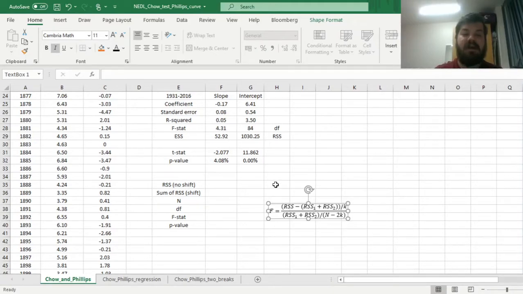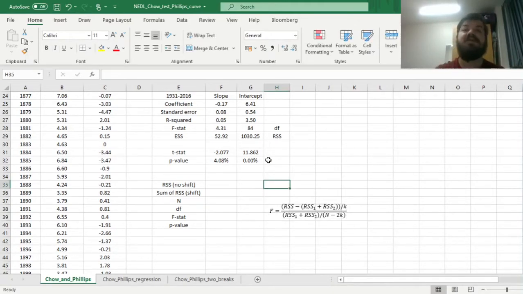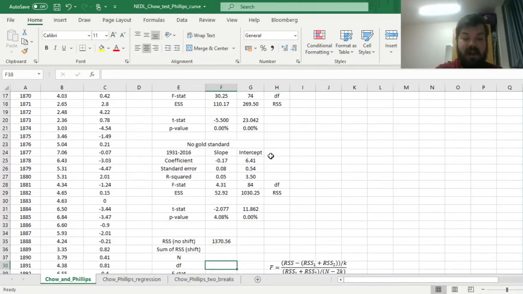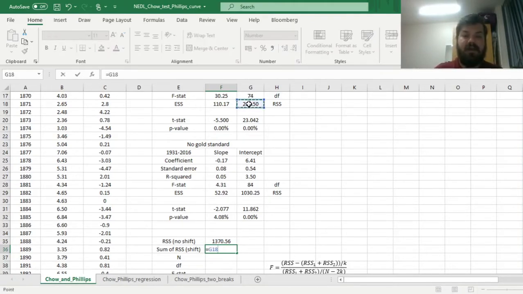And here is where the explained squared sums and the residual squared sums play a very important role. Here we need to see what is the unexplained variance, the residual squared sum, in the short model where we assume no structural shift, in the model that we estimate across the whole sample. So here it is in the Linus output, 1370. And also we need to see what is the residual squared sum, the total unexplained variance, in the long model that we estimate across two subsamples, gold standard and post-gold standard. And here we just need to add up those two residual squared sums from the two Linus templates for the subsamples.